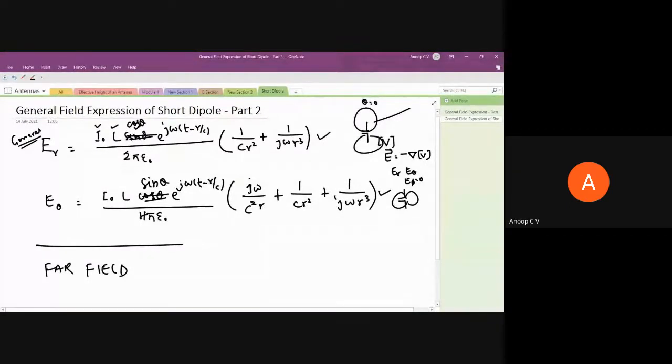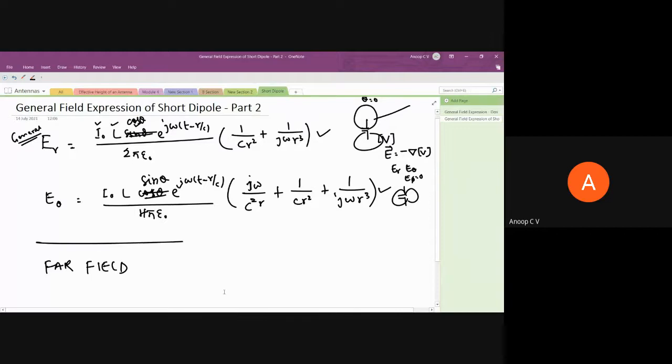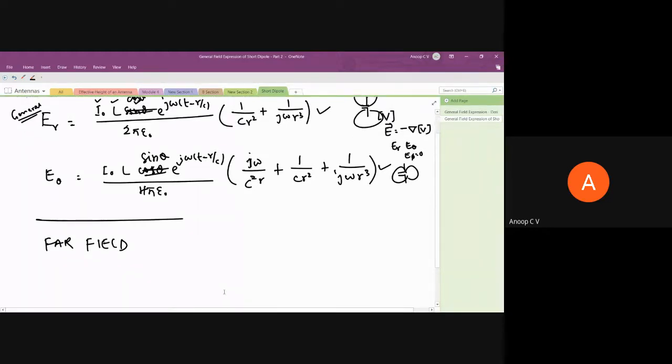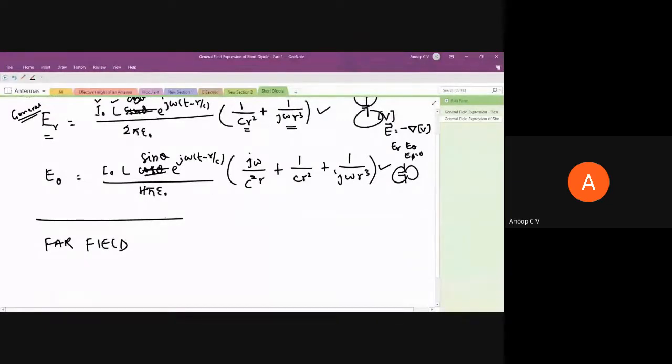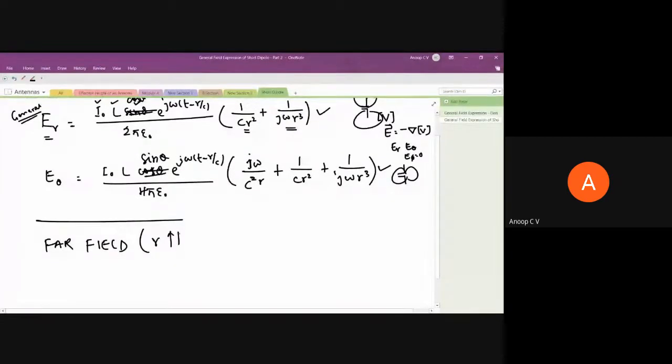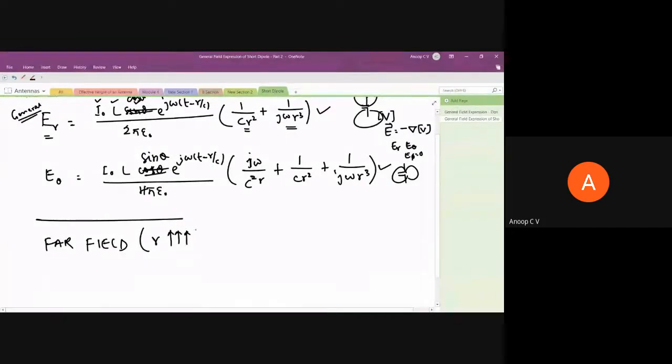This is a general field expression. When I say general, it is applicable for both near and far field. As you know, we can divide an antenna field zone into two regions: the near zone, which is nearer to the antenna, and the far field. So if I need to write the expression for far field, you can see that in E_r we have a 1 by c r square term and a 1 by j omega r cube term. So it is a 1 by r square and 1 by r cube term. If r is very large, then the 1 by r square and 1 by r cube terms can be neglected. They will almost tend to 0, so I can neglect them.